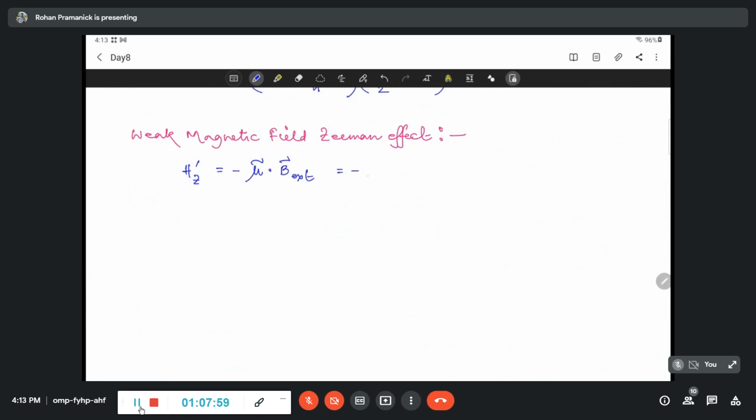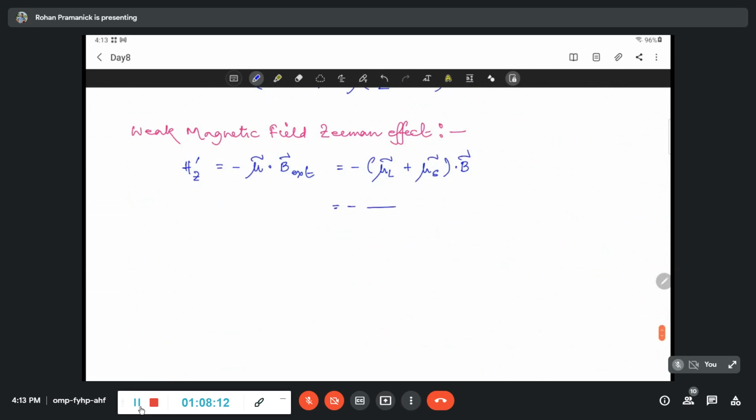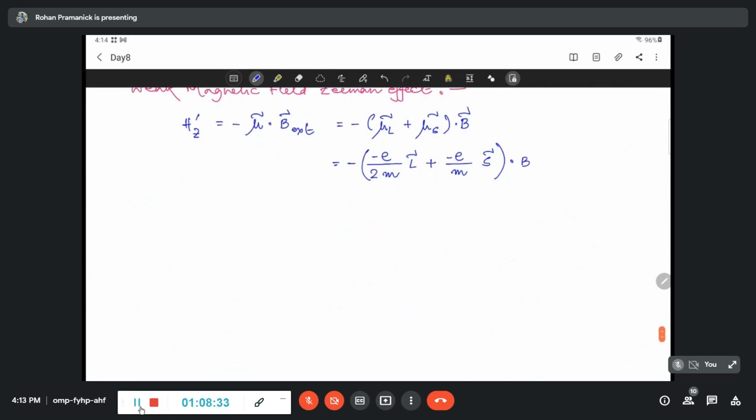Mu is nothing but the orbital dipole moment and the spin dipole moment, dotted with B. The orbital part is minus e by twice m times L, plus, if you consider the Dirac theory, e by m times S, times B. This becomes e by twice m times L plus twice S, dot B. This is the expression. Now B is B external.